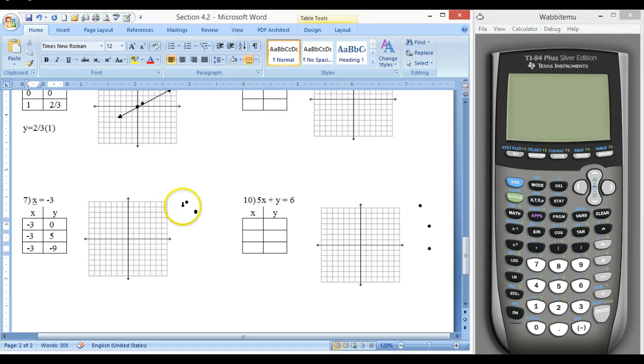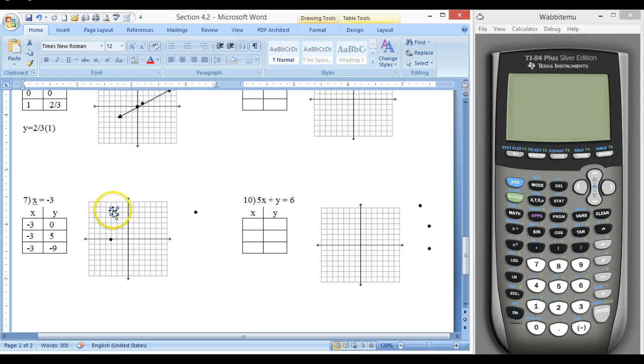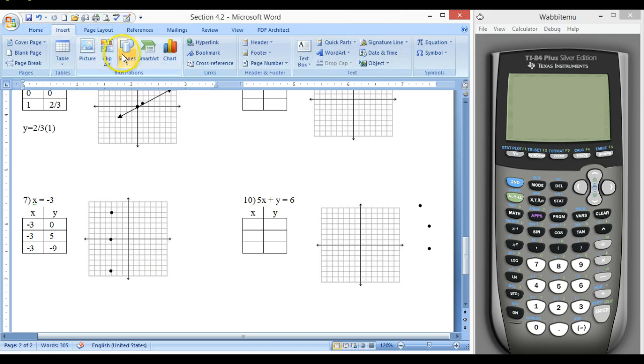However, I'm going to graph my 3 points, -3, 0. That means x is -3, so I move over 3 on the x-axis, 0. Then I find -3, 5, 1, 2, 3, 4, 5, here, right there. And then -3, -9. There we go. And so this line, and remember you're looking for all 3 of them to create a line.